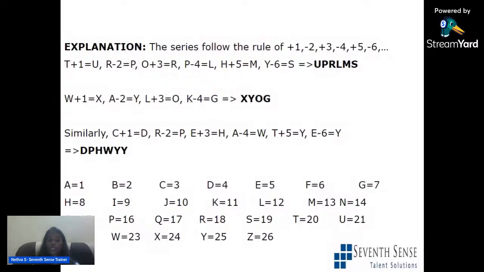Similarly, the next one they have given is create, right? So C's next letter is D, R's previous second letter is P, E's next third letter is H, and A's previous fourth letter is W. T's next fifth letter is Y, and E's previous sixth letter is Y. So that is why the answer is DPHWYY. So I hope everyone understood this logic.